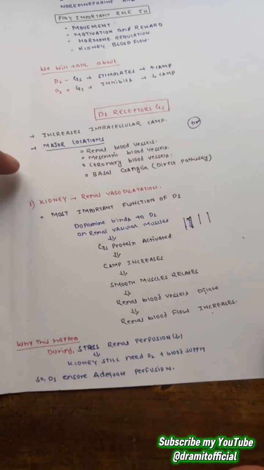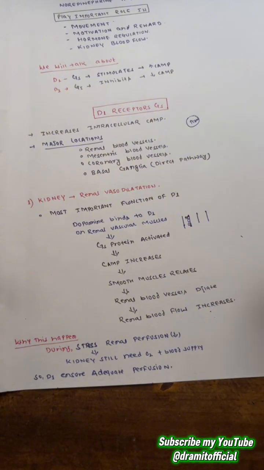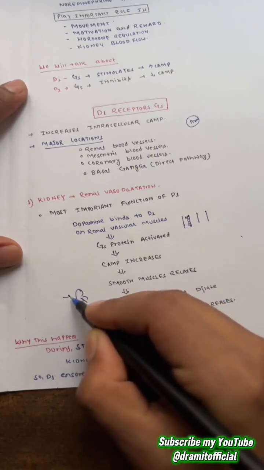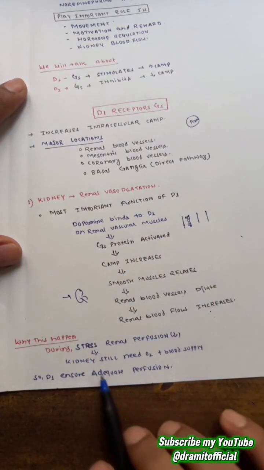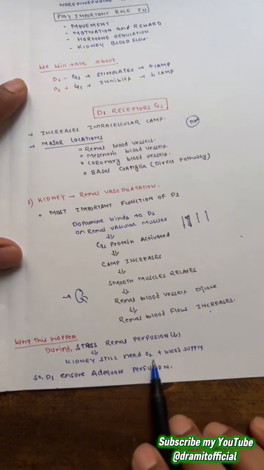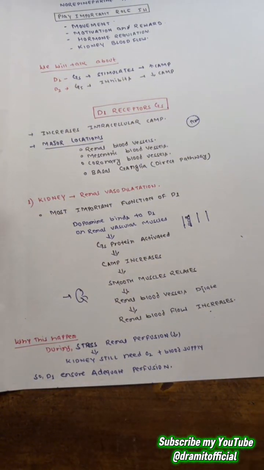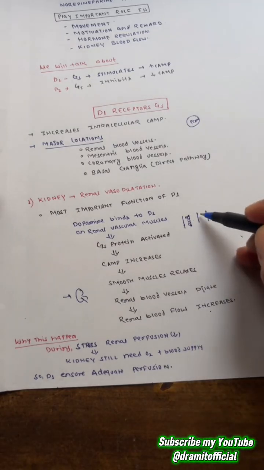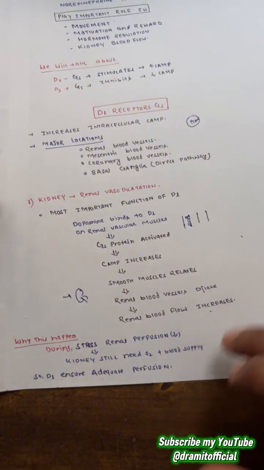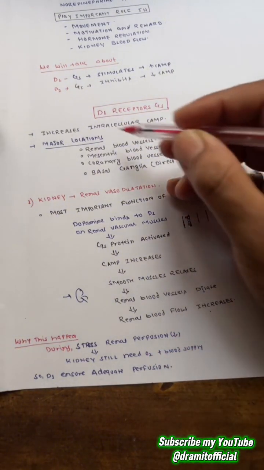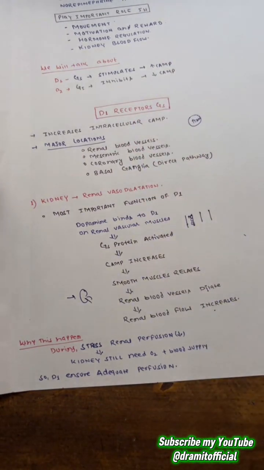So why does this actually happen? Suppose during stress or during any condition where the renal perfusion decreases, suppose this is our kidney, and the kidney blood flow decreases. In those conditions, the kidney still needs oxygen and blood supply. So D1 ensures that there will be adequate perfusion. In those conditions, D1 gets activated, it dilates the blood vessels of the kidney, and it ensures that proper perfusion is occurring in the kidney. So this is how D1 receptors work on the kidney.